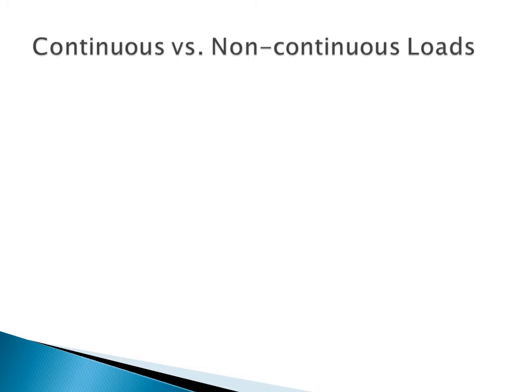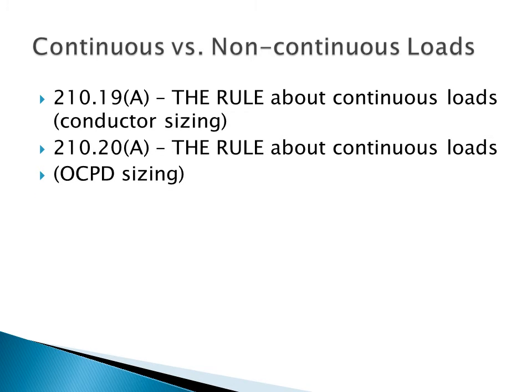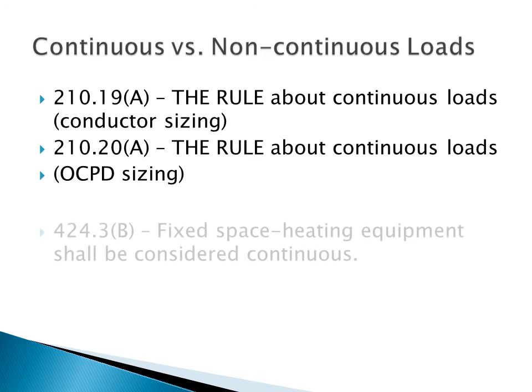Now on to continuous versus non-continuous loads. 210.19a. Definitely highlight this. Make it a flashcard if you haven't already. This is the rule about continuous loads and non-continuous loads for conductor sizing. In 210.20a, we find the rule about overcurrent protection for continuous loads. Same rule. You know this by heart. Continuous loads are sized at 125% and non-continuous loads are sized at 100%.